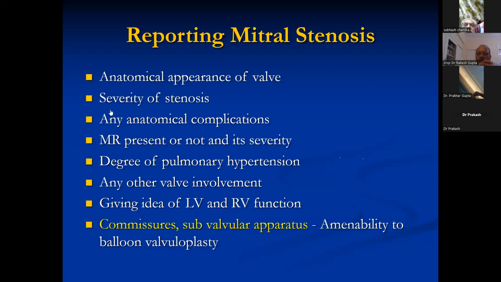The appearance of the valve, severity of the stenosis, any anatomical complication, MR present or not and its severity, degree of pulmonary hypertension, any other valve involvement, giving an idea of LV and RV function, and the commissures and amenability to valvotomy and valvuloplasty. So what we have told earlier is mentioned in the final report, so that the person who has sent you this can get a fairly good idea as to the status of the valve, whether the patient should go for balloon dilatation or for surgery.